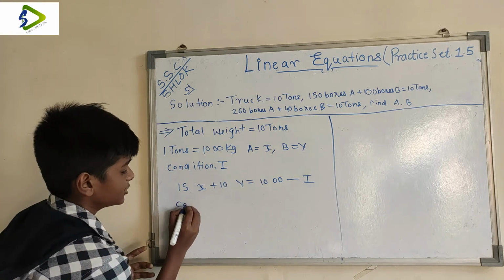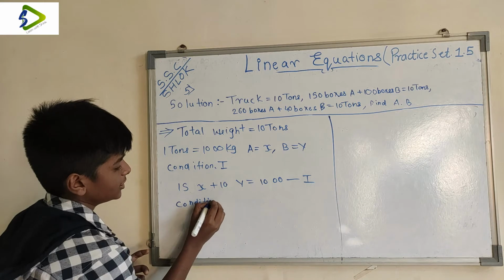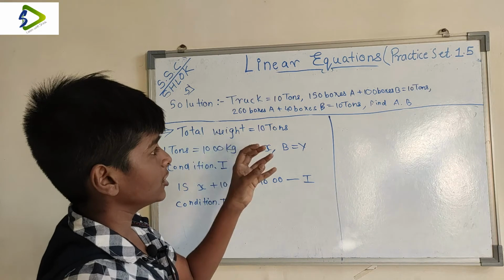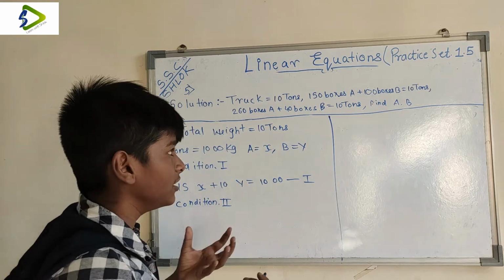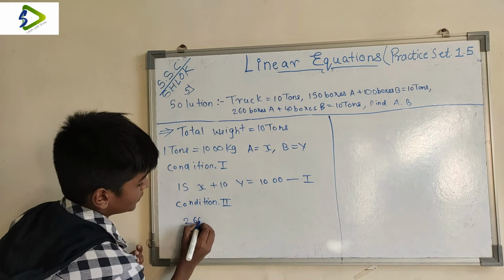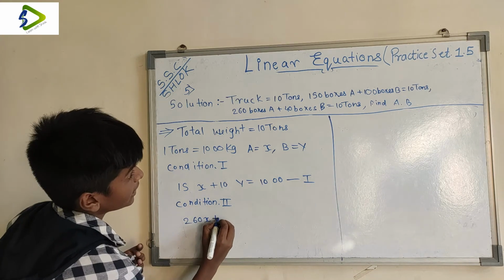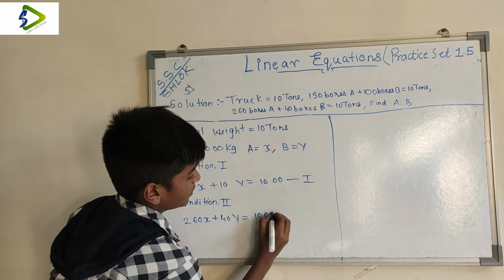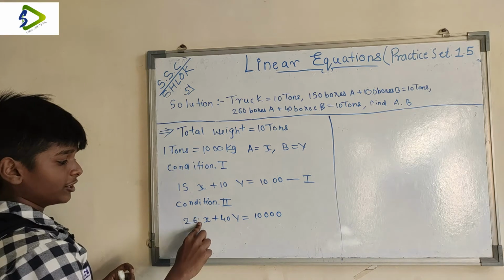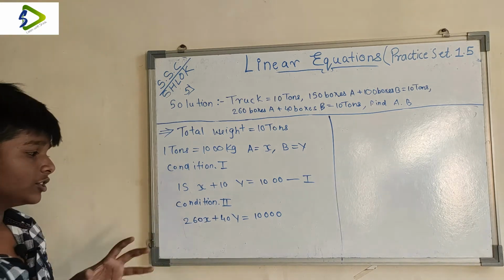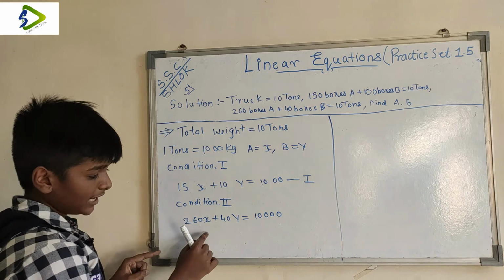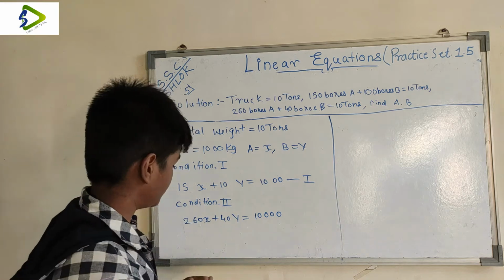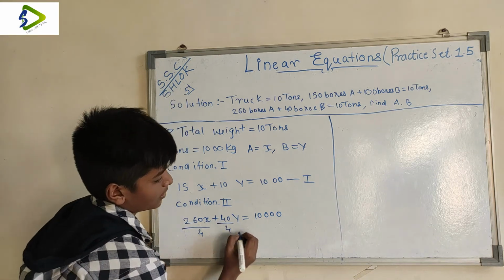Now let's write condition 2. The condition 2 that they have given us is that when 260 boxes of A and 40 boxes of B are put in the truck, it still weighs 10 tons. So they say that 260x plus 40y is equal to 10,000. Normally I would remove this 0, but if you can see, if I divide this equation by 4, I can get this 40y to be 10y, and then I can subtract this equation. So you have to divide this by 4.